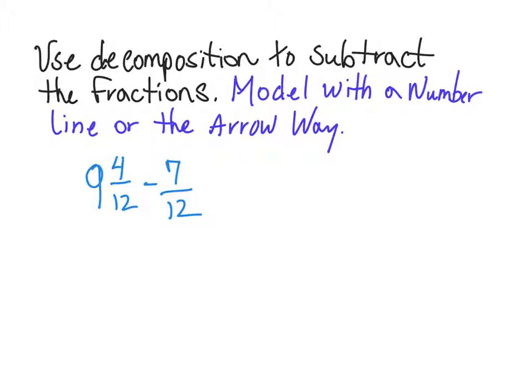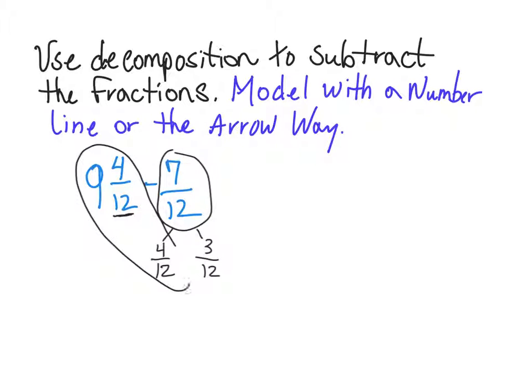Okay, another one. Use decomposition to subtract the fractions and model with a number line or the arrowway. So I'm looking at 9 and 4/12, take away 7/12. Okay, so we're going to decompose 7/12. And remember, whatever the two fractions that we are adding together, one of them has got to be 4/12. So let's take this and put 4/12 here. And 4/12 plus what gives us 7/12? Well, that would be 3/12. So then now we can just subtract this side, and we're left with a 9.